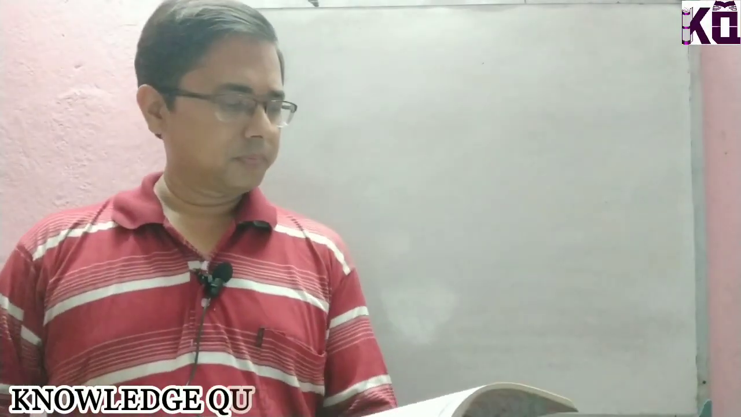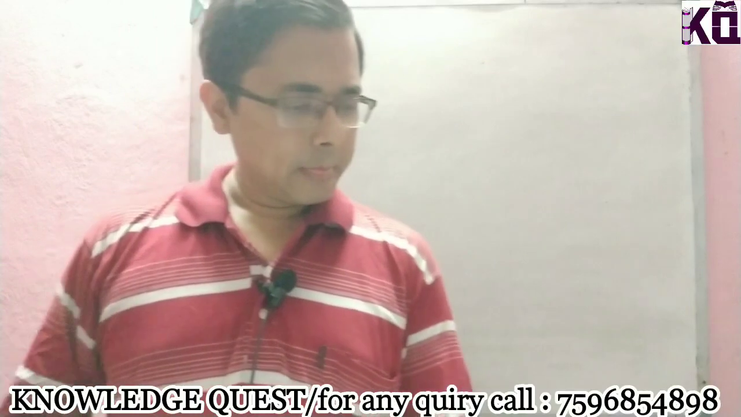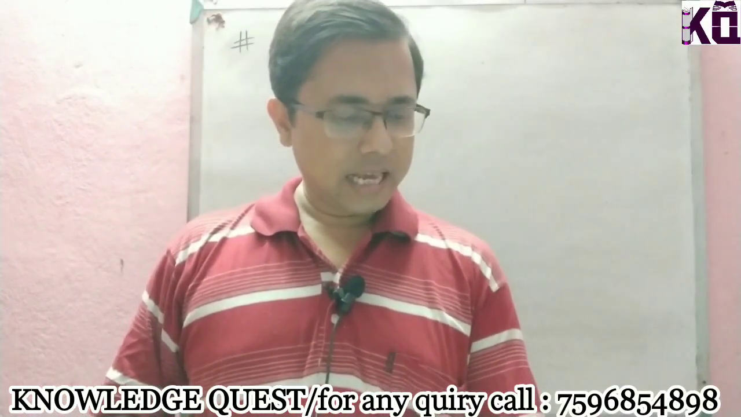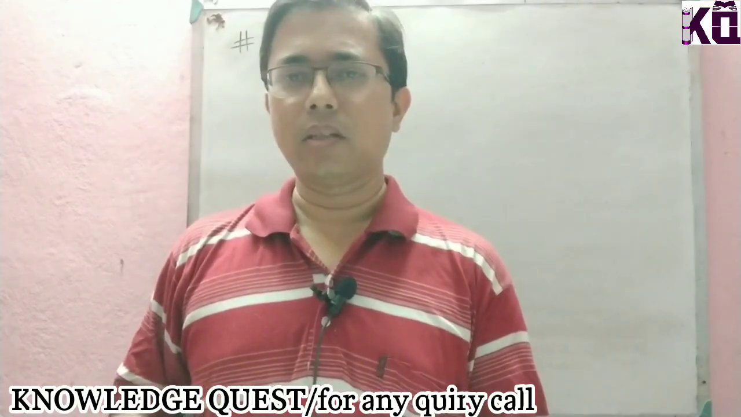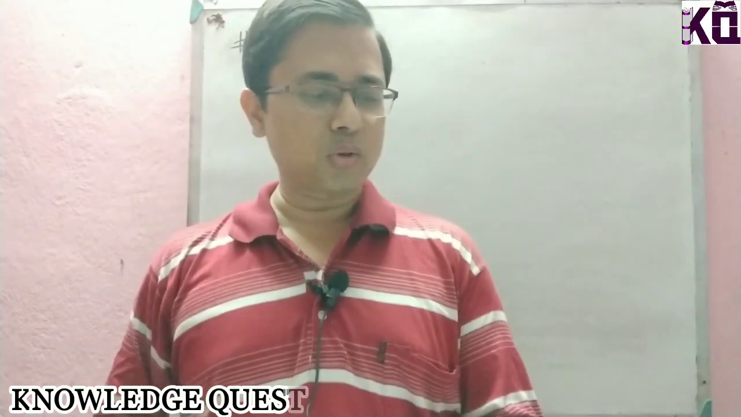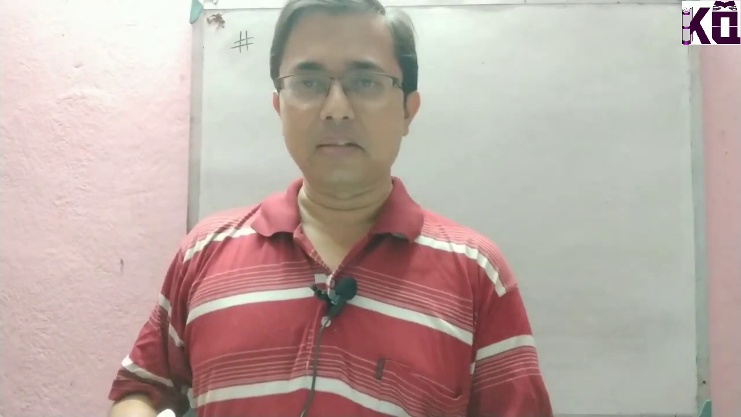Another problem. Say there is one problem like this. If A and B, say something which is given with respect to i, j and k, and B is also another vector which is given with i, j and k, what we have to find out? We have to find out the angle between A and B. That is very interesting. We are going to find it out.